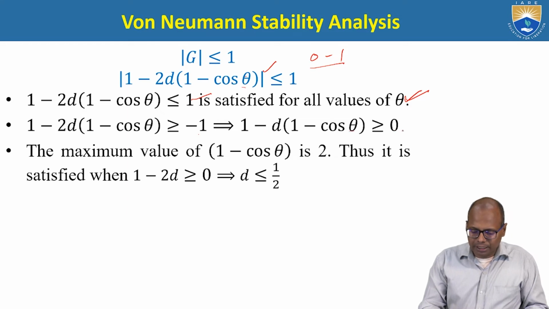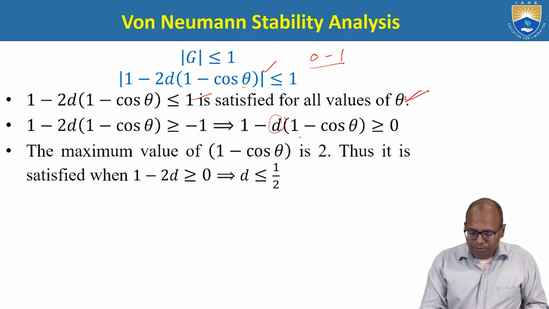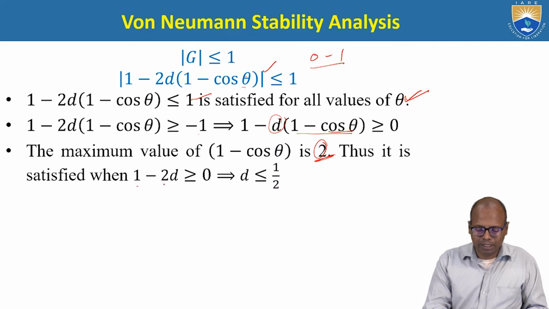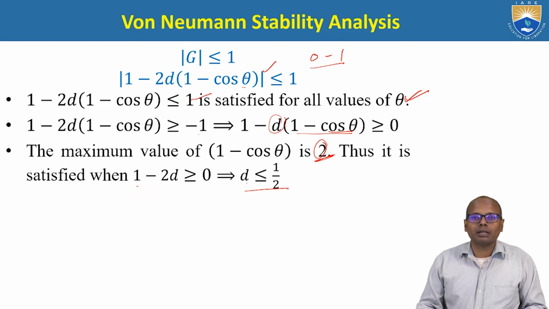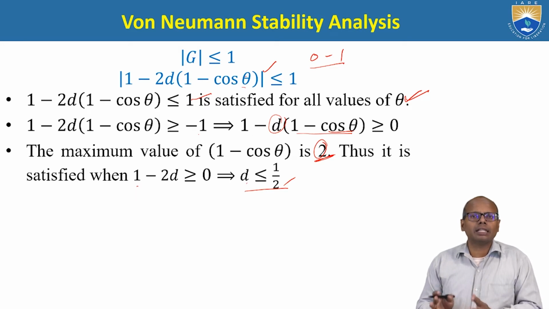Now, I want to find the value of d for the stability criteria. Here I am substituting the maximum value of 1 minus cos theta. What is the maximum value of 1 minus cos theta? It is 2, because when cos theta is minus 1, the value will be maximum. If I substitute that 2 in this place, 1 minus 2d is greater than or equal to 0. That means d is less than or equal to half.